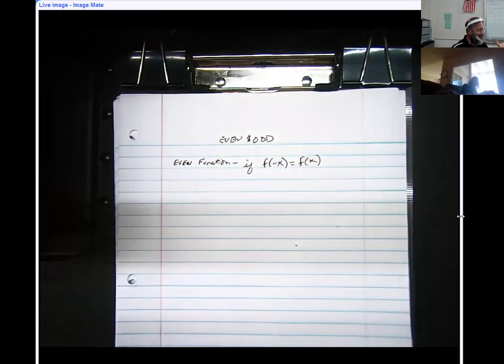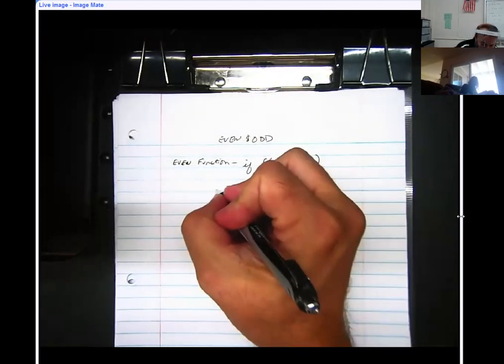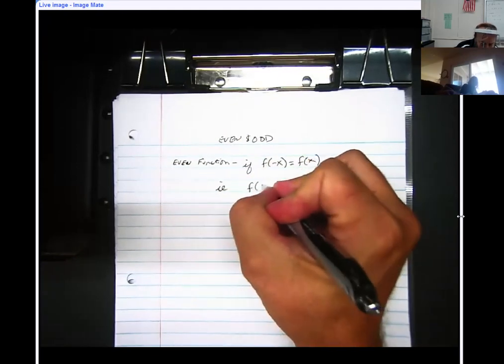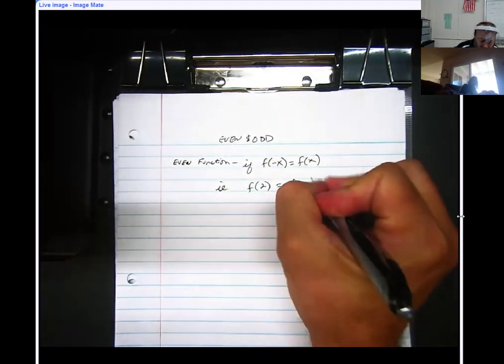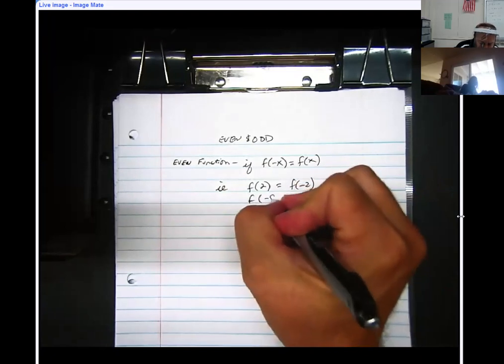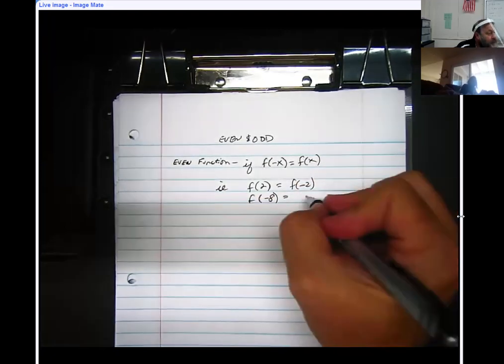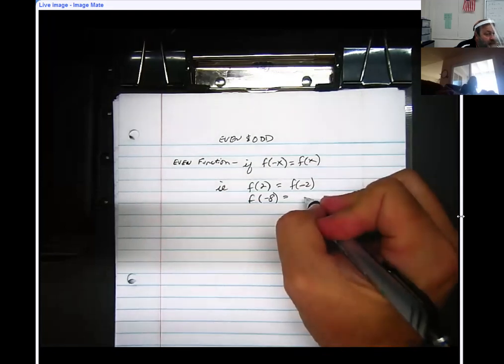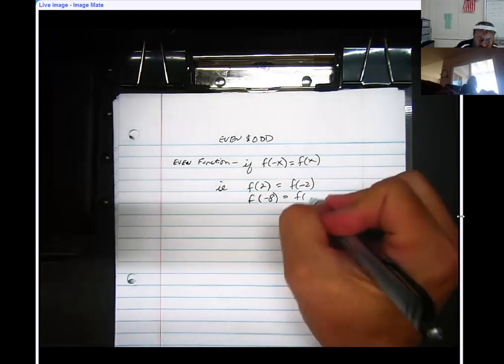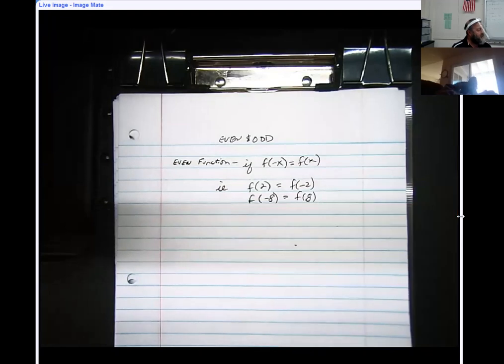Did you guys catch that? Which literally means, for example, f of 2 is the same as f of negative 2. F of negative 8 is the same as f of 8. Meaning, if I plug in something on the left side of the axis and I plug in something on the right side of the axis, what happens? You get exactly the same result.